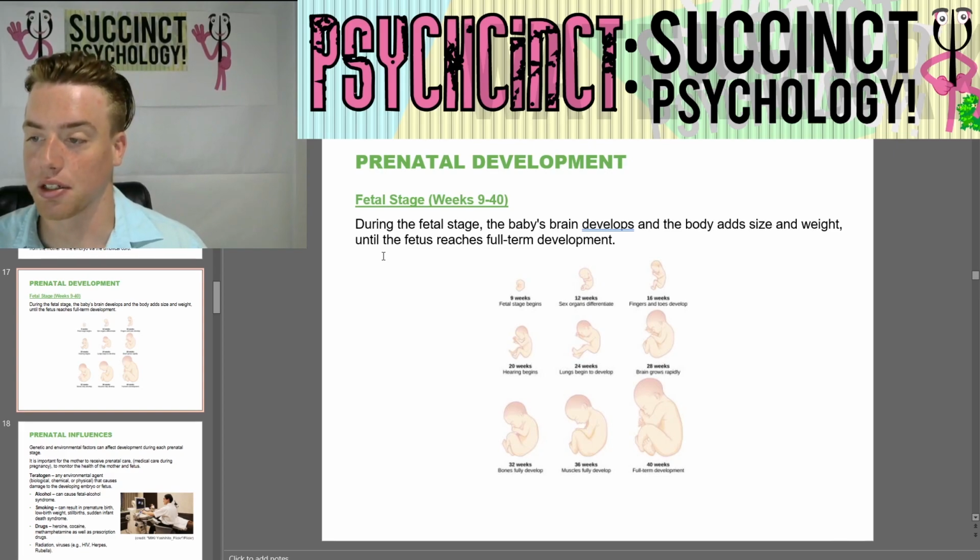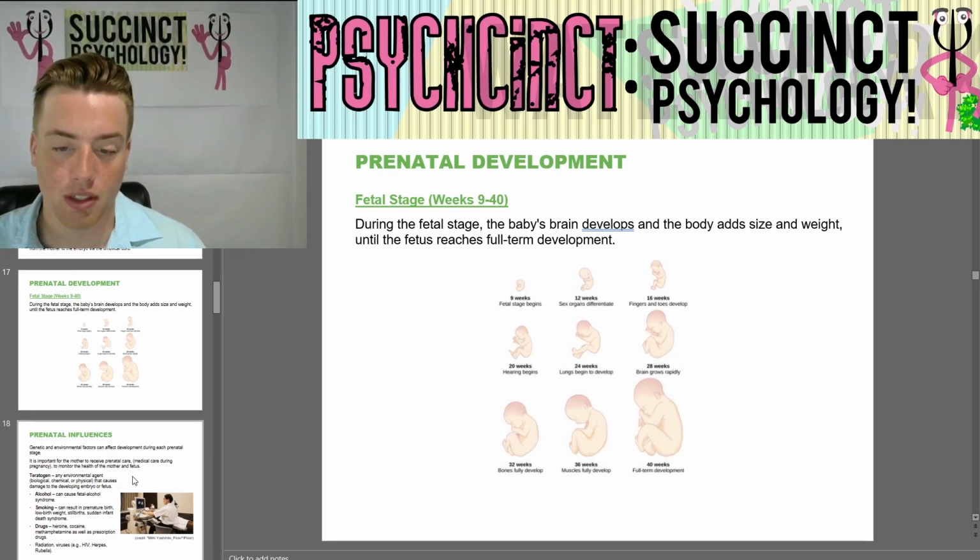During the fetal stage, the baby's brain develops and the body adds size and weight until the fetus reaches full-term development. So here you start at 9 weeks, it begins, and you get to 40 weeks, full-term development. You have a whole baby now.